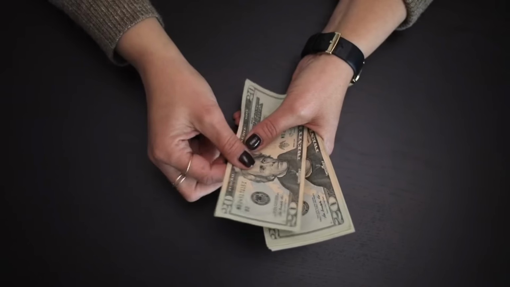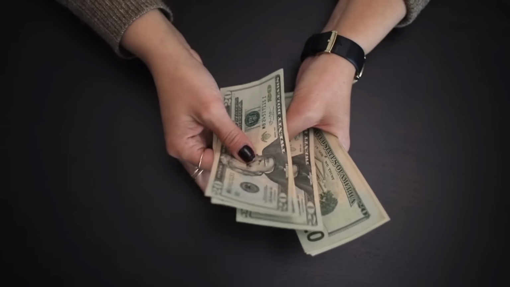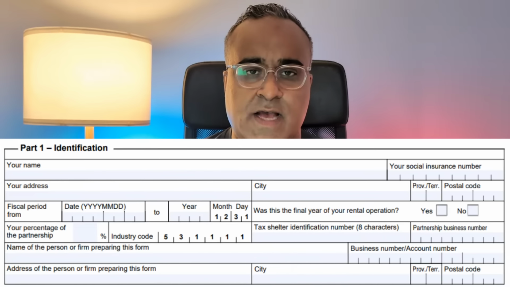So let's get into a little bit of the detail about the T776, the Statement of Rental Income. This form is really used to report all your income and expenses that you incurred for your rental properties during the year. Essentially, this form helps the Canada Revenue Agency understand how your rental income was formed during the year. Now, there are some key sections of the T776. Number one is the identification of the property. This will provide details such as the address of the property and whether it's residential or commercial real estate.